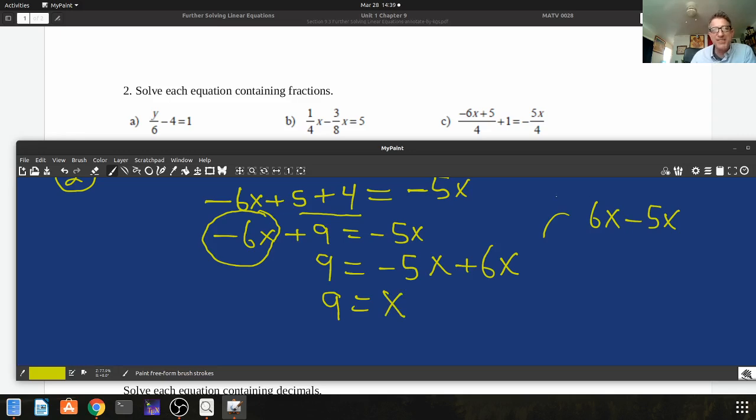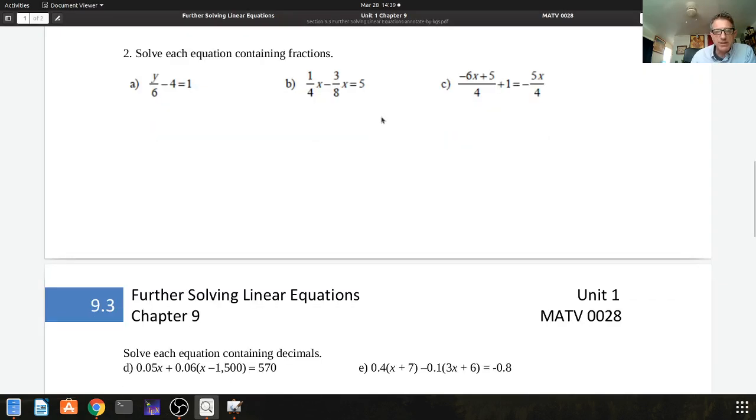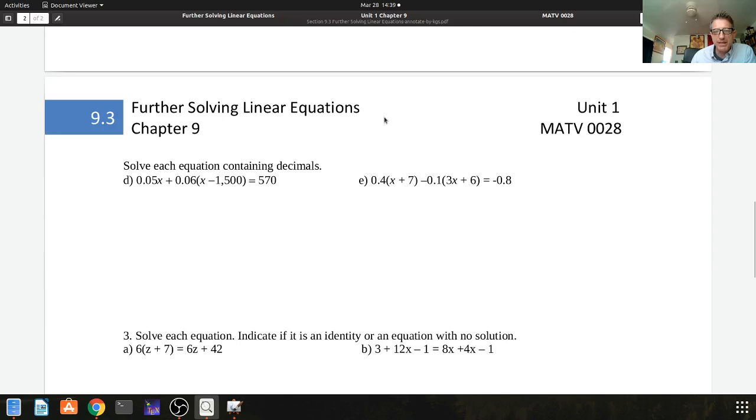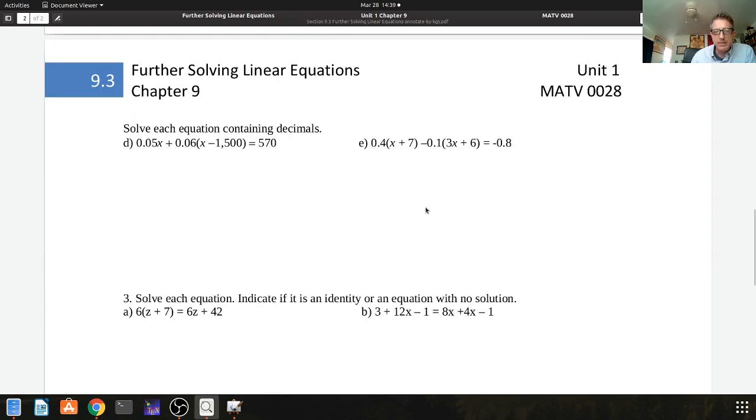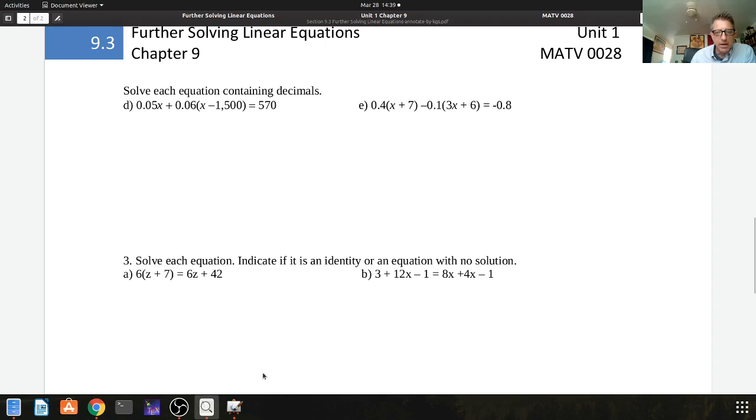Not so bad, right? So now let's look and see what happens when we get decimals. And decimals really are not so bad. They look nasty, and they are nasty if you try to solve them without using the techniques I'm getting ready to show you.